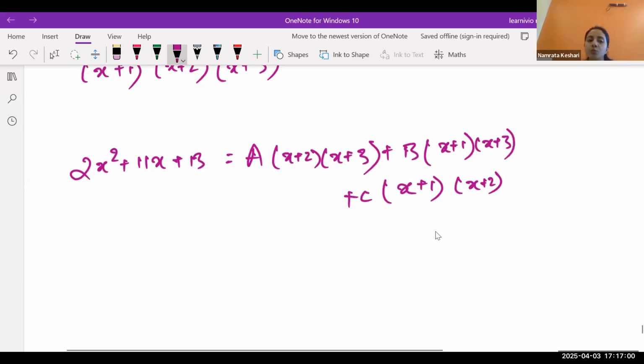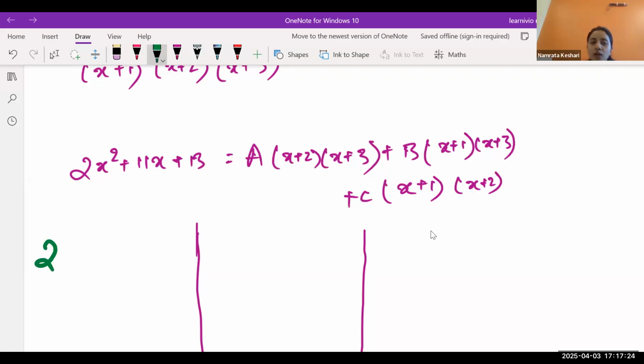You can do it your way, to find the A value, B value, C value, whichever way you have learned. You put x as 0, x as 1, like that, or by doing the comparison. Yes, anyone? Both ways we have done, ma'am.